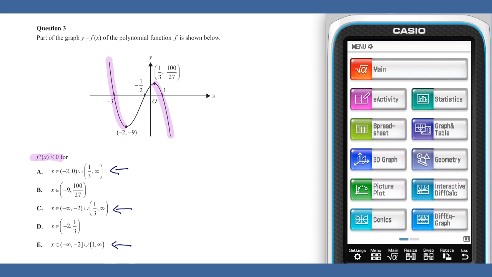Now the left-hand region goes from negative infinity to minus 2. That means that A is incorrect. The right-hand region goes from a third to infinity, which means that C is correct, and so our answer is C.